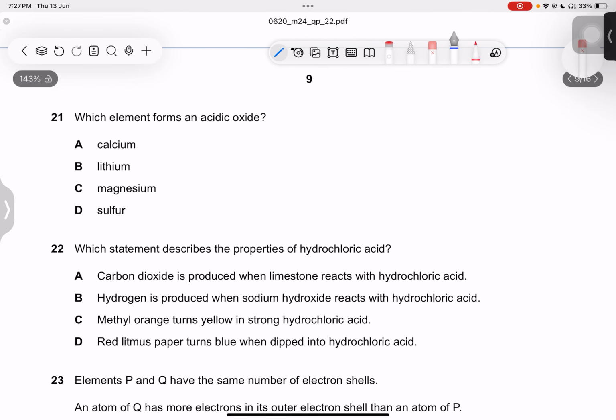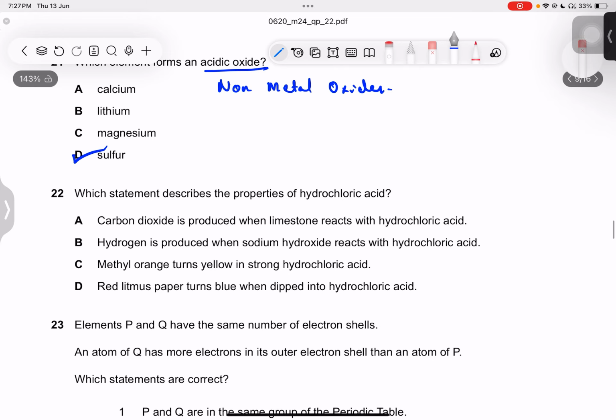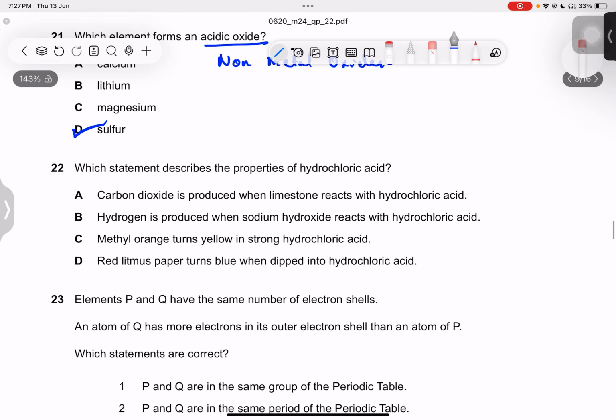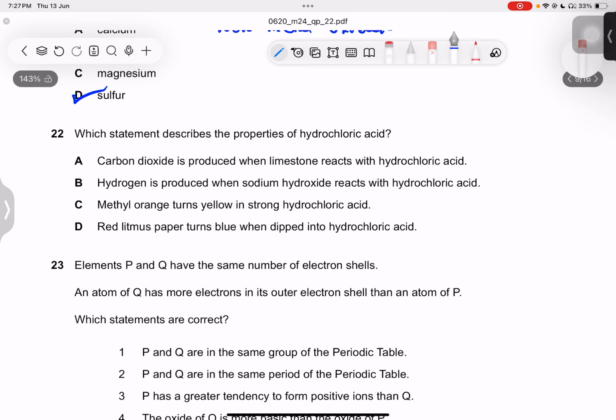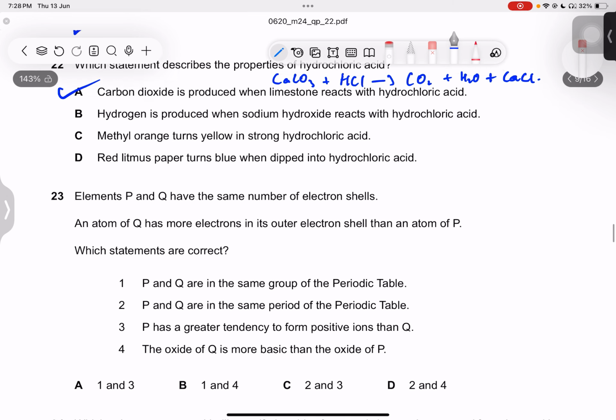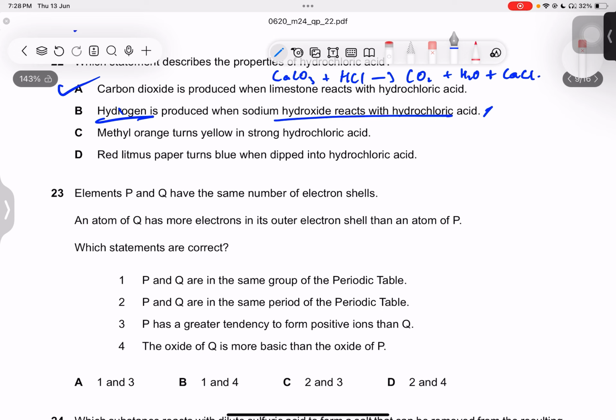Next, which element forms an acidic oxide? Acidic oxides are non-metal oxides. Only non-metal present in the options is D, sulfur. Which statement describes the properties of HCl? Carbon dioxide is produced when limestone reacts with HCl. So limestone is calcium carbonate, and we know when any carbonate reacts with any dilute acid, carbon dioxide and water and the salt of the metal is produced. So this is correct. Hydrogen is not produced in this reaction. Methyl orange is red in acid. Red litmus stays red when dipped into HCl.